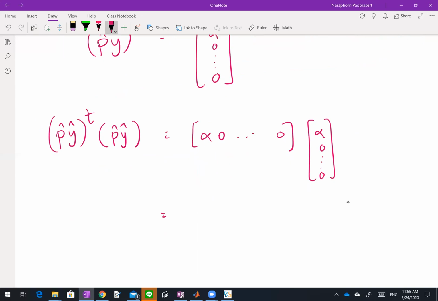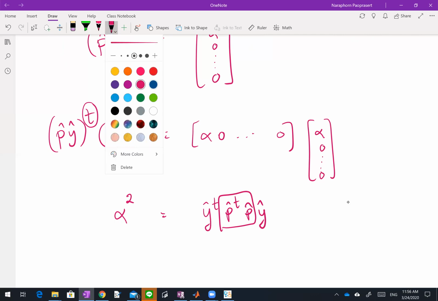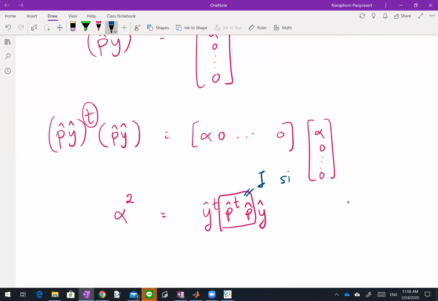So on the right-hand side, I'm just going to switch it to the left-hand side, which is going to be only alpha square. And the left-hand side, if you expand the transpose, this is going to be y hat transpose P hat transpose P hat and y hat. P hat transpose P hat is actually equal to the identity matrix, since P hat is orthogonal.